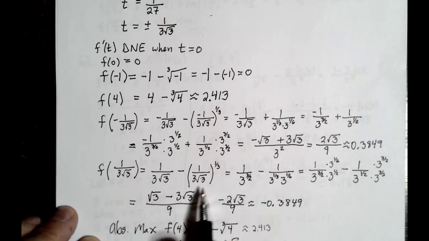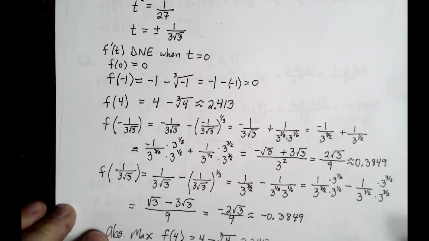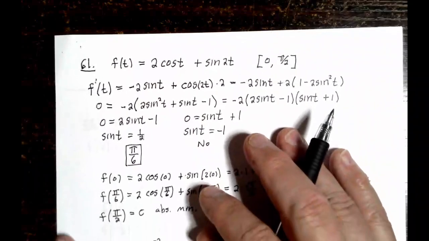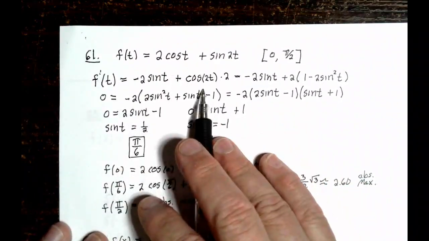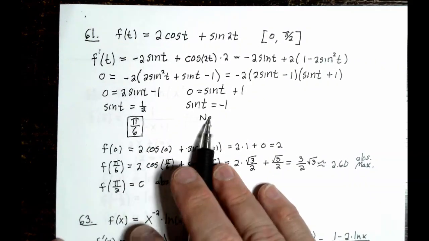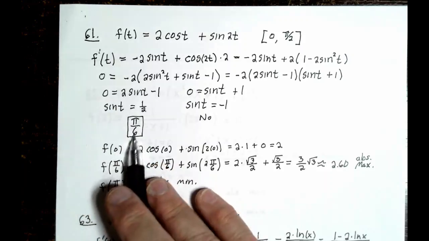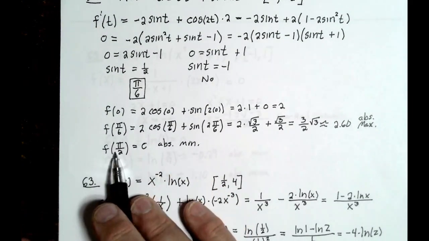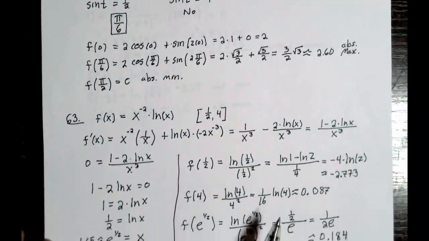I showed all the work here, but it's up to you if you want to actually do that kind of work. It took a while to get that. When you take the derivative, okay, factor, set each factor equal to 0, you get nothing here, but you get pi over 6 here. So you get one critical number to check and two endpoints to check, and you pick the absolute max and min.